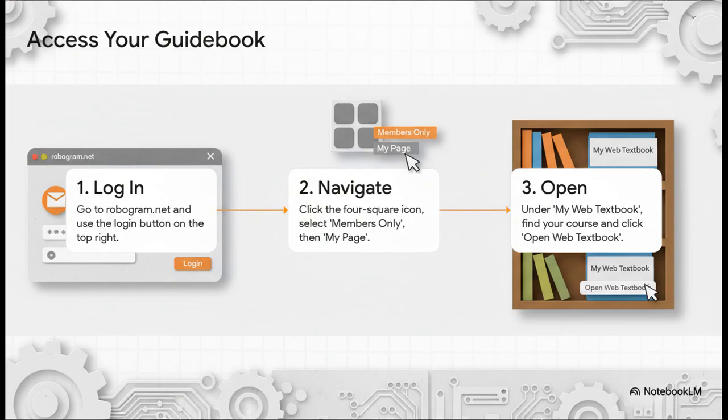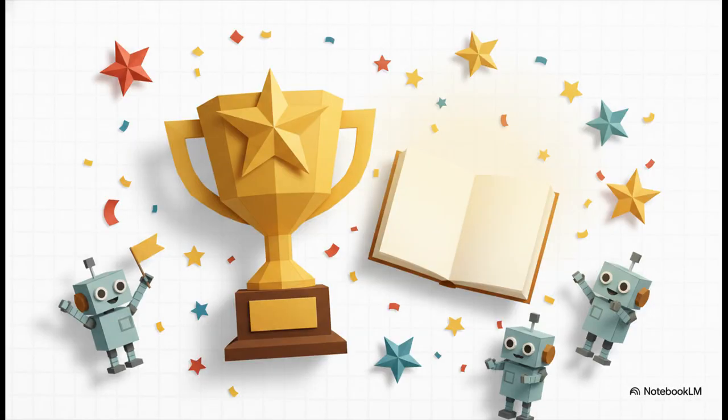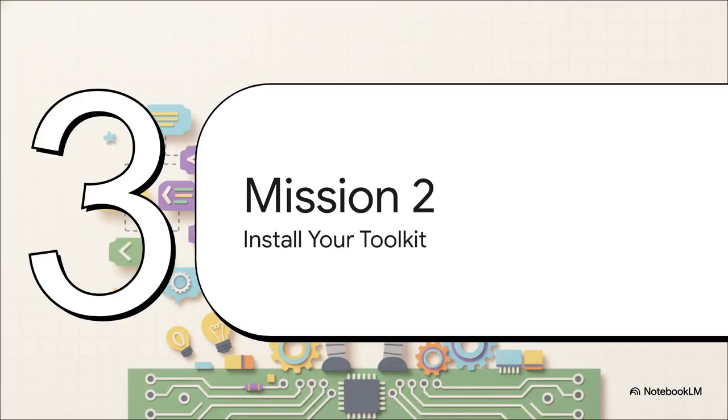And for the final step, step 3, just scroll down till you see My Web Textbook. Find your course and smash that Open Web Textbook button. And boom, just like that, you did it. Mission 1 is complete. Your guidebook is now open and it's ready to lead the way anytime you need it. Awesome job. Okay, map in hand, it's time for mission number 2.